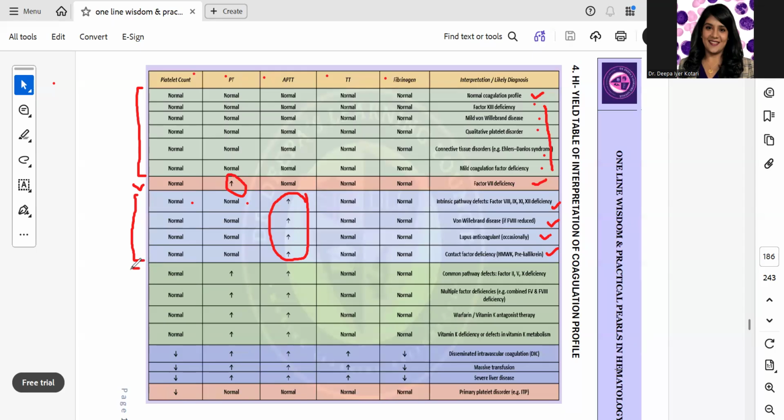Now look at the next set of rows. This row is for all the conditions in which the PT and APTT are both raised. The disorders in which there is a raise of PT and APTT alone, and the platelet count, TT, and fibrinogen remain normal, include the common pathway defects, which are factor 2, 5, 10 deficiency, and multiple factor deficiency, when there's a combination of, let's say, factor 5 and 8 deficiency. There can be combined factor deficiencies, or warfarin or vitamin K antagonist therapy, or vitamin K deficiency, or defects in vitamin K metabolism. All of these result in both PT and APTT being increased.